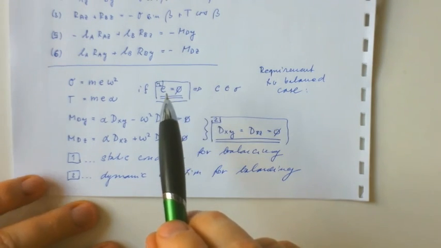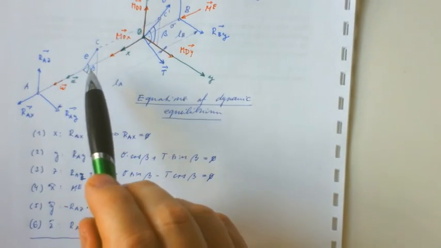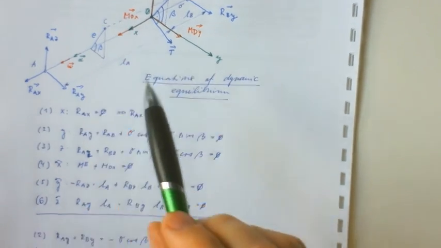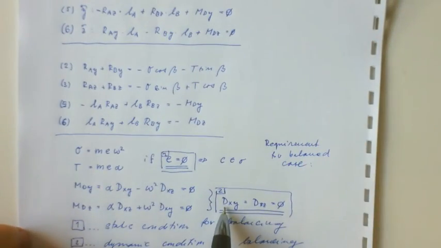Static condition is that the center of mass must be on the axis of rotation, and dynamic conditions are that the products of inertia must be equal to 0.